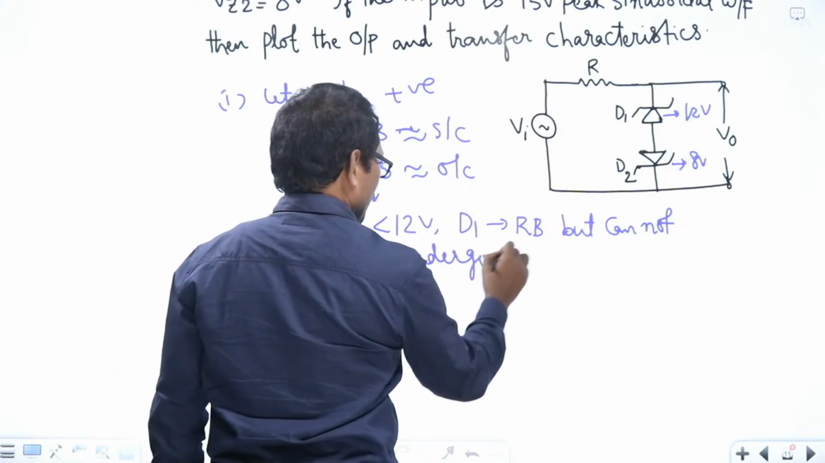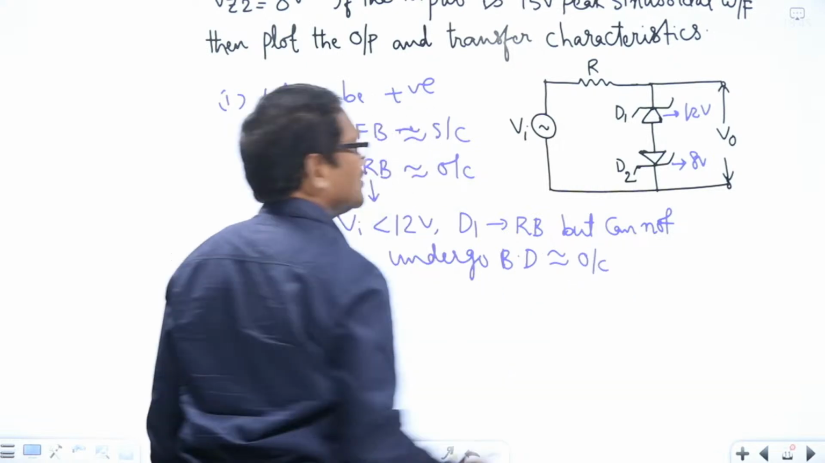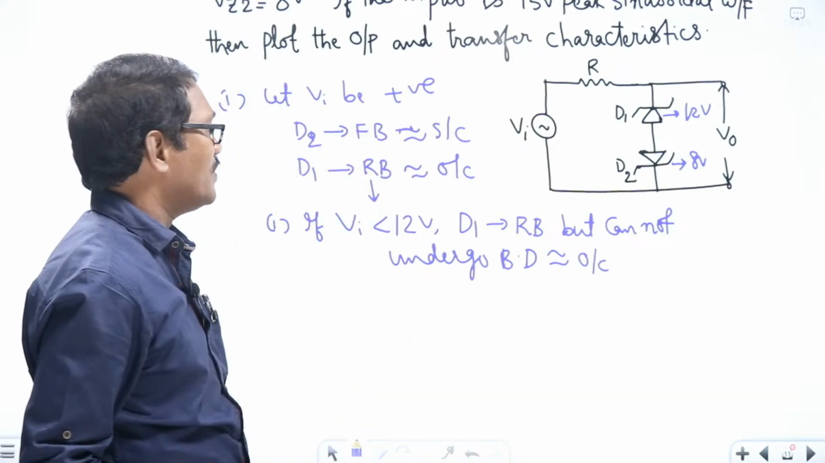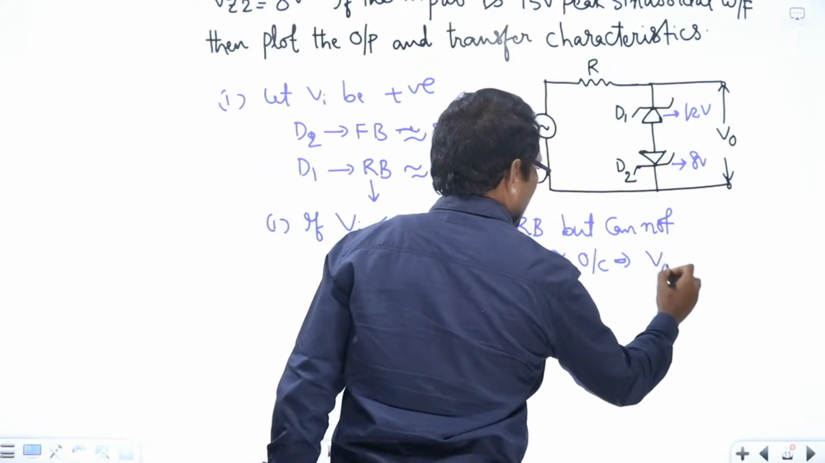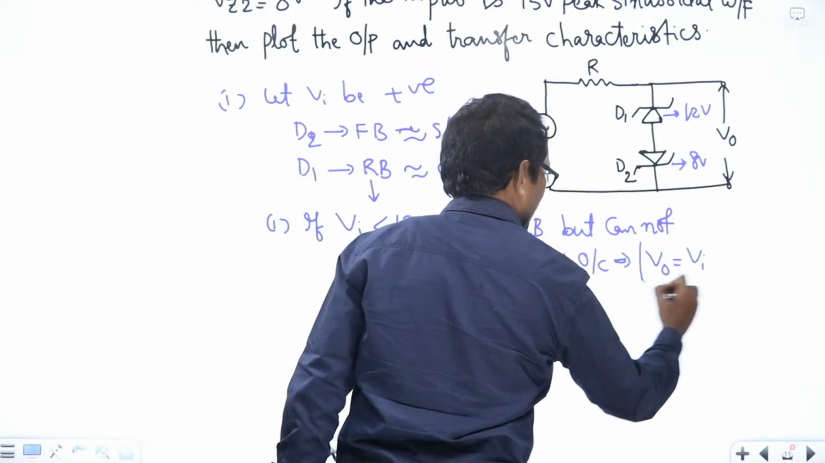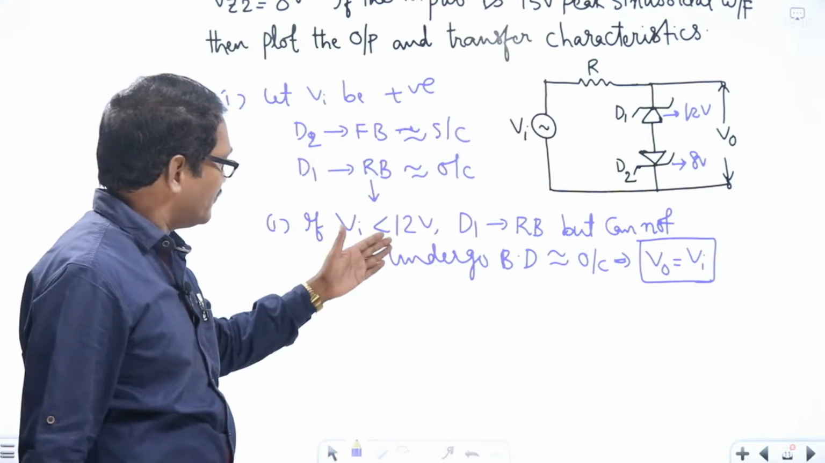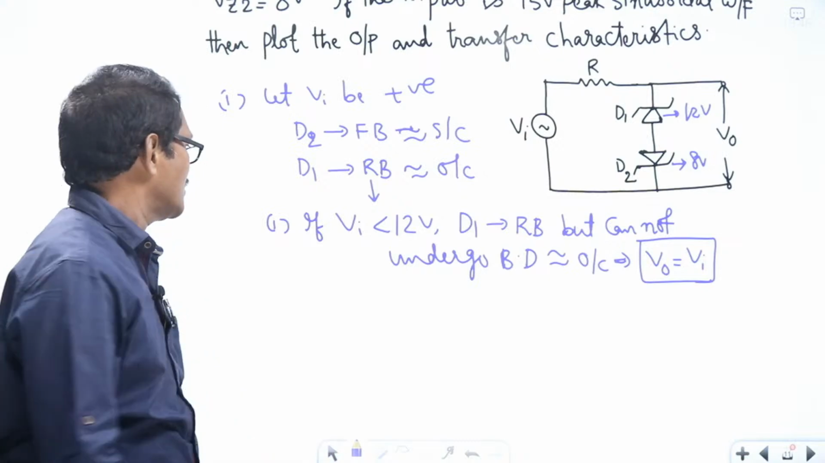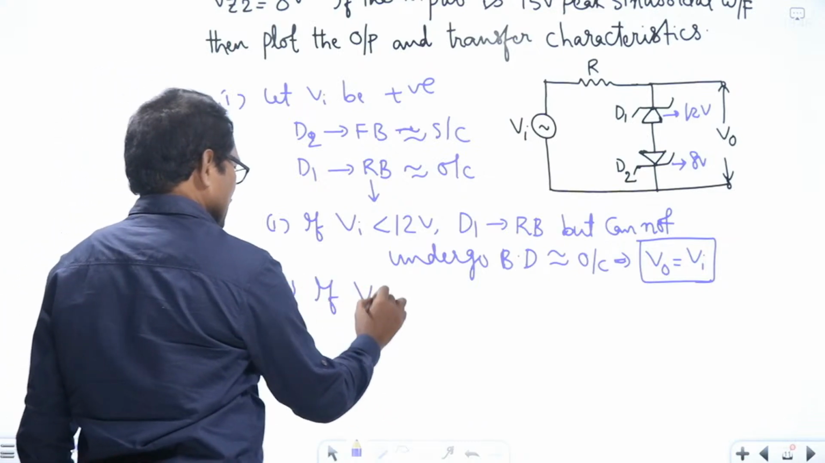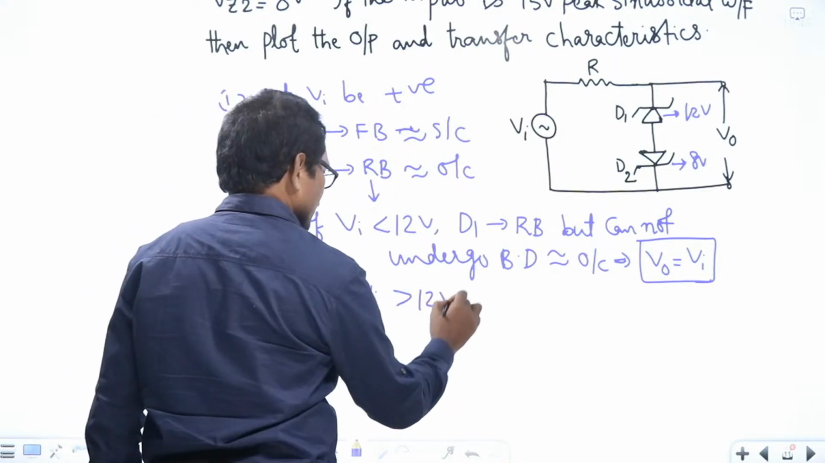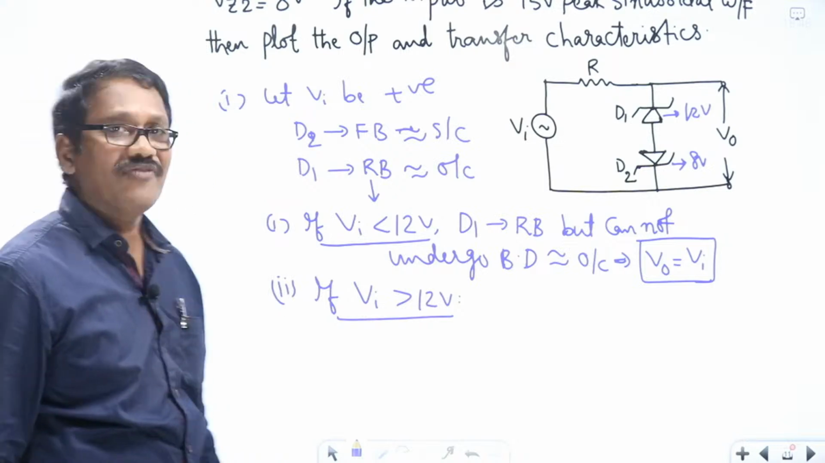Cannot undergo breakdown. That means it acts as an open circuit. What does it mean? So VO is the same as VI. That means the output follows the input variations if VI is less than 12 volts. And the second case is if VI is greater than 12 volts. Then what happens?